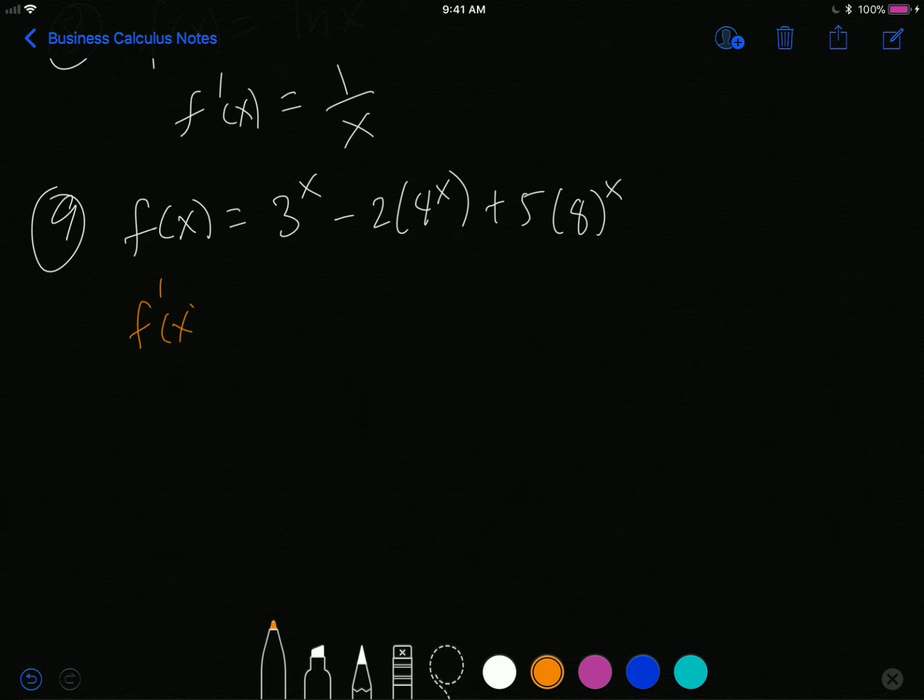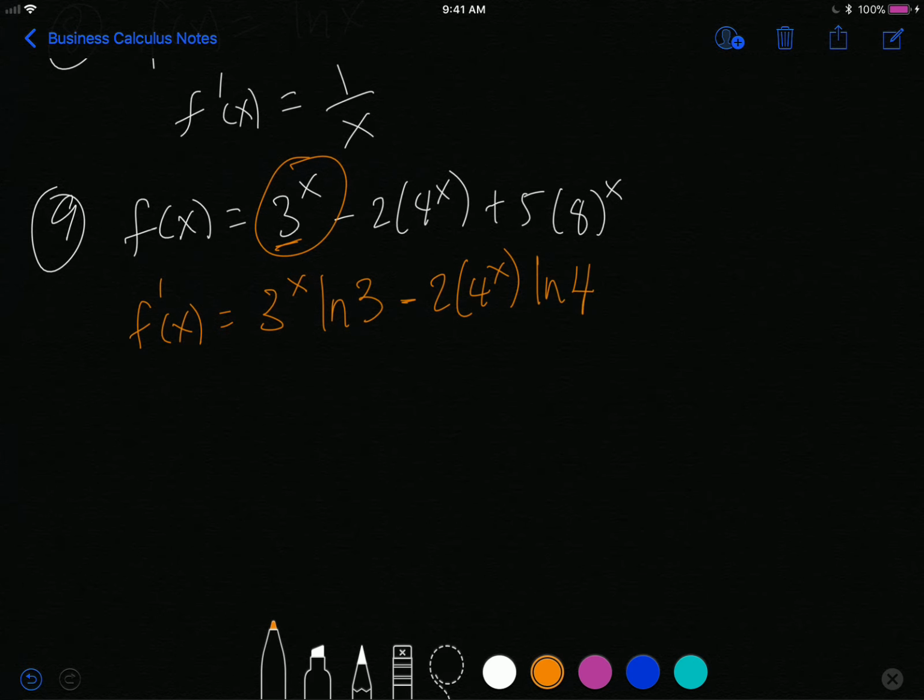Your rule is you keep the term, so it is 3 to the x, but then you multiply by the correcting factor, the natural logarithm of the base. So that minus, you keep the term, 2 times 4 to the x power times ln of 4. And the last one, 5 times 8 to the x, you keep the term, and then you multiply by the natural logarithm of the base.